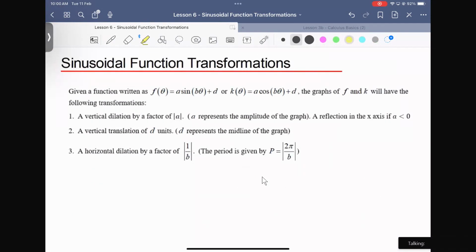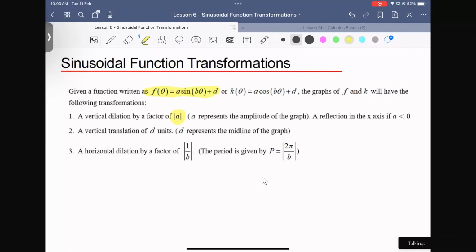So with a sinusoidal function, here's your basic idea. We're going to start off without a phase shift, so it's going to be of the form A sine B theta plus D. A is the amplitude transformation. Obviously, this is going to give us a vertical dilation of factor absolute A. If A is negative, we'll get a reflection, but the amplitude is simply going to be affected by the absolute value. However large that is, that's going to give us that vertical dilation. If A is less than 0, we'll get a reflection as well.